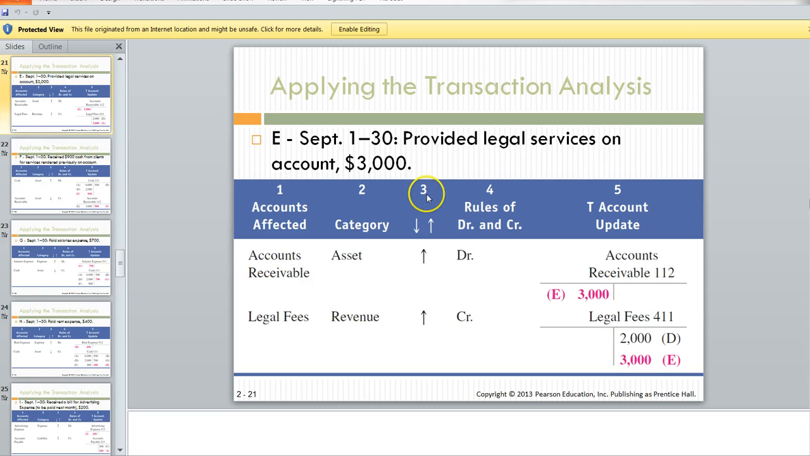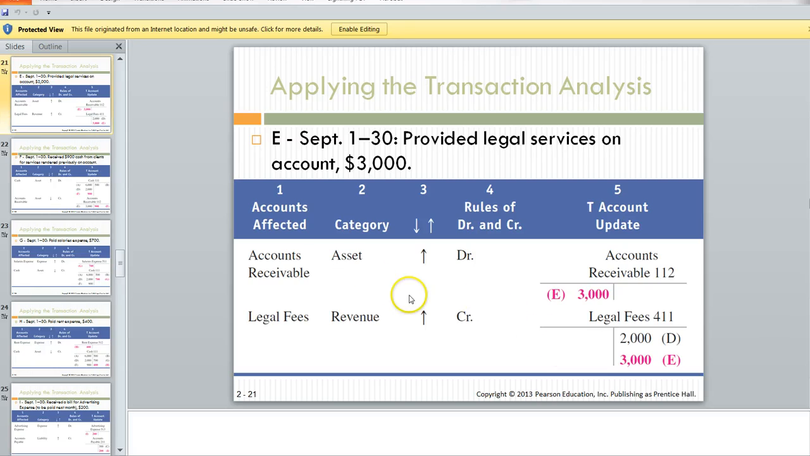Transaction E, another revenue transaction. This one's on account. We did this in Chapter 1. We debit accounts receivable. We don't have the cash, but accounts receivable is an asset, and given that it's an asset and we need to increase the amount owed to us, we debit the accounts receivable account and we credit the legal fees account, which now has an accumulation of $5,000 in it. The rules stay the same. For every transaction, there are at least two accounts, and the debits and credits have to equal.